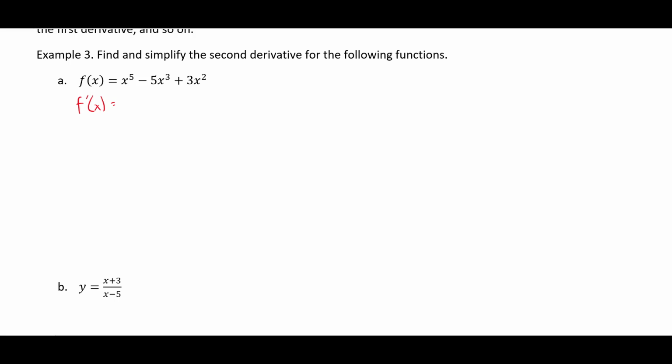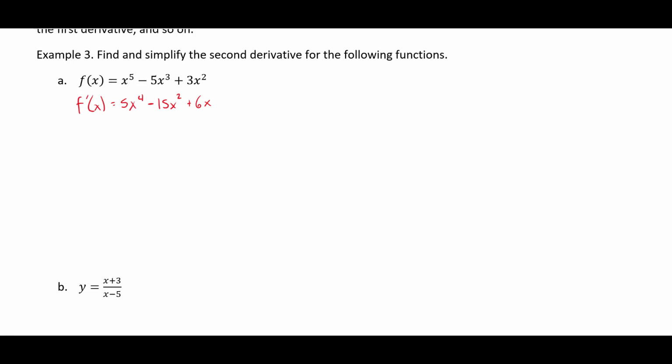So f prime of x, nice simple polynomial in this case. F of x is x to the fifth minus 5x cubed plus 3x squared. Fairly simple to do using the power rule. So the derivative of x to the fifth is 5x to the fourth, minus the derivative of 5x cubed, which is 15x squared, plus the derivative of 3x squared, which is 6x.